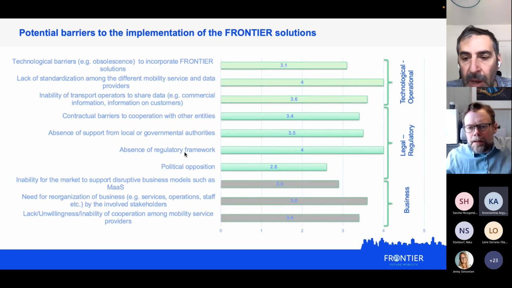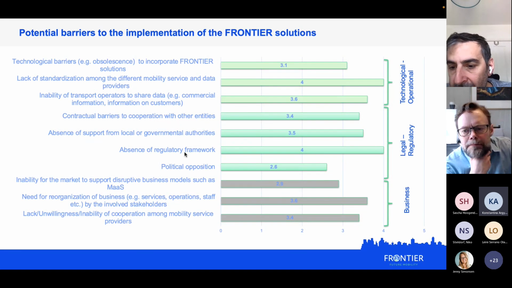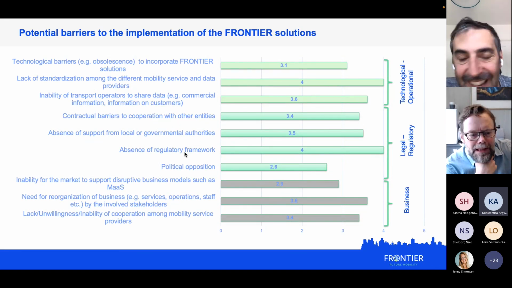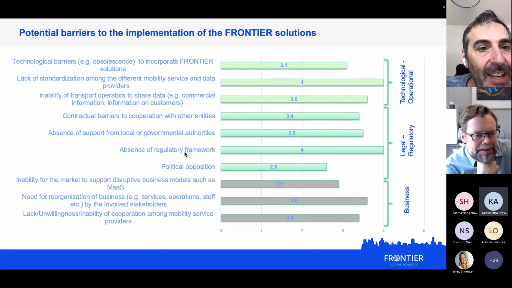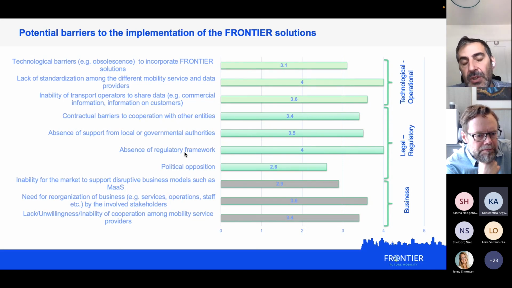Of interest also, I have a couple more slides, Runar, and I'm finishing. So the potential barriers, again, it was quite important for us to see what the potential barriers are for the current situation, but also the future network management solutions. And we tried to split those into technological, legal, and business barriers.